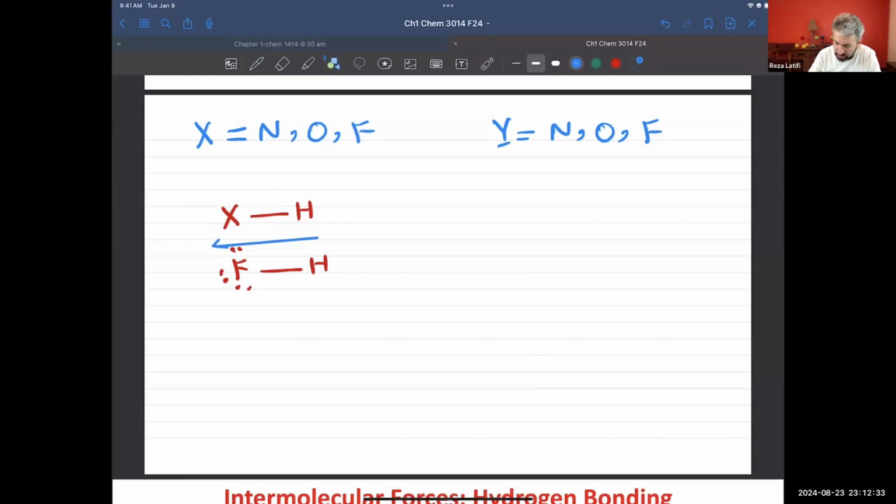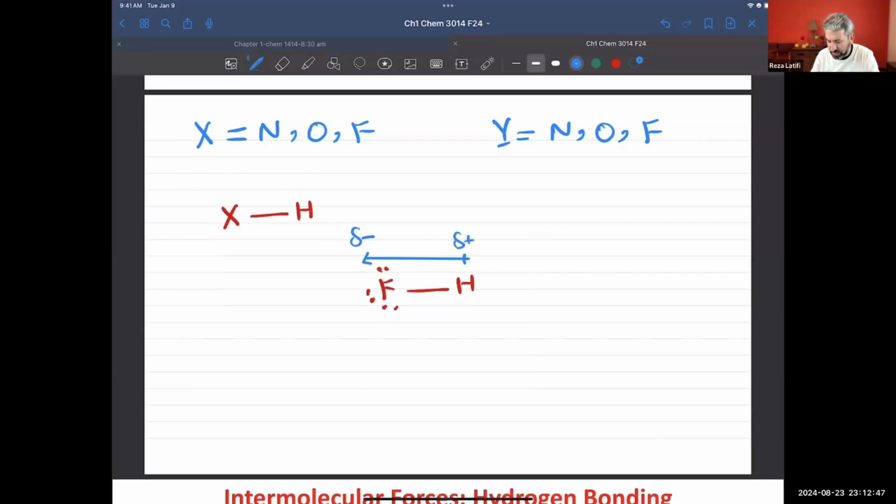We will see that fluorine will pull the electrons to itself. So this is going to happen. We're going to have a negative charge here, and this one will have a positive charge. Okay, so hydrogen is short of electrons. Hydrogen is going to be looking for electrons from somewhere else.